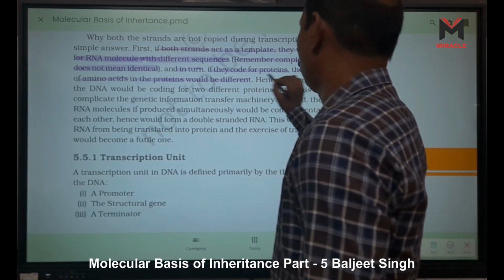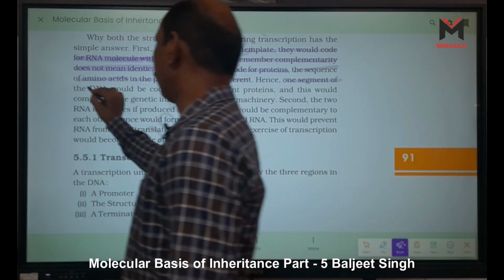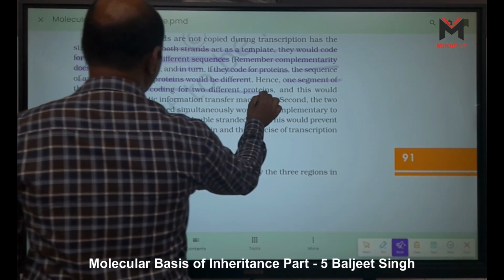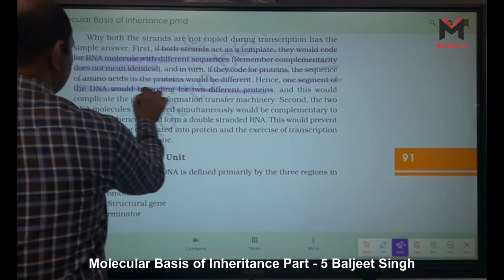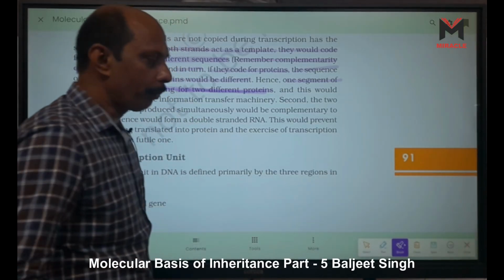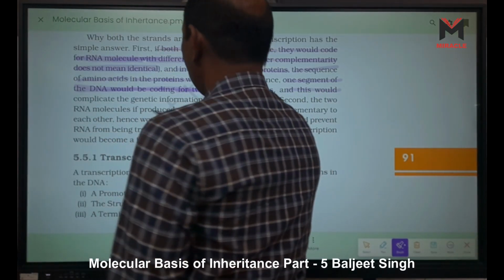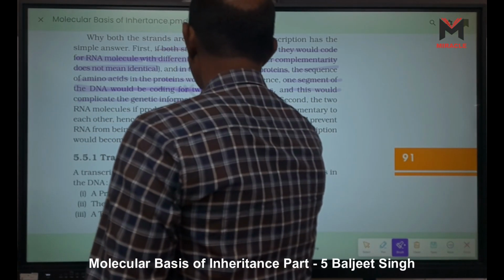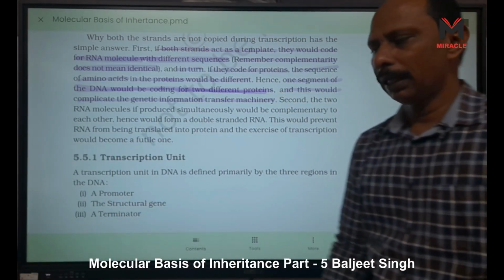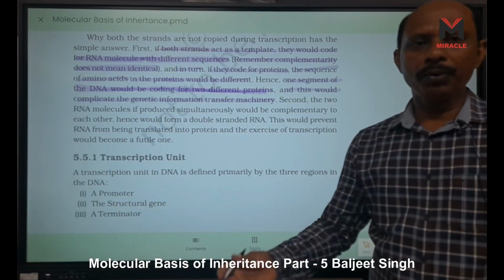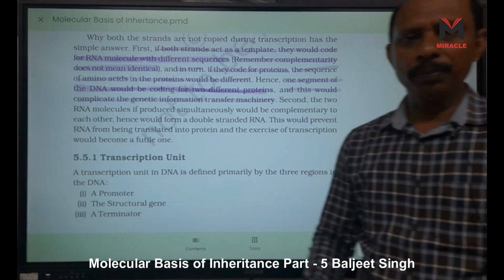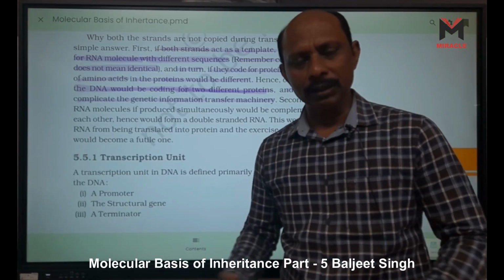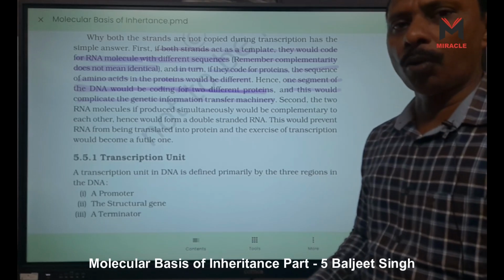Hence, one segment of DNA would be coding for two different proteins. From a single segment, two different proteins are formed, and this would complicate the genetic information transfer machinery. Two different types of proteins are formed at the same time, and these two different proteins have different functions. Right? It becomes more complicated.